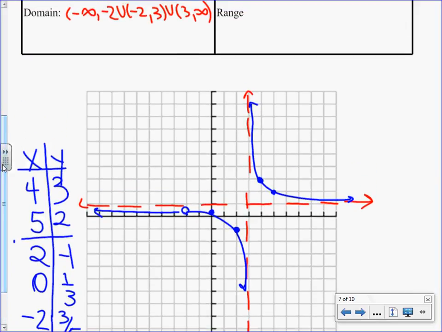Where do we have y values? We have values from -infinity until... okay, we have 2 things to worry about. Do we have a value here? No. So 3/5 is not in our range because of our hole. What else is not in our range? 1, because of the asymptote.